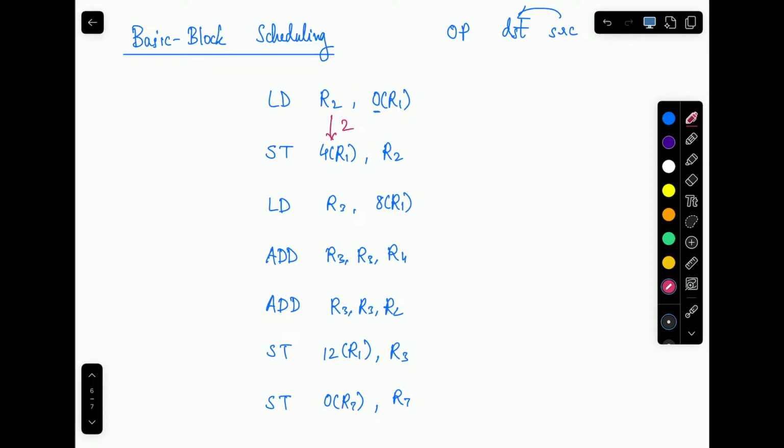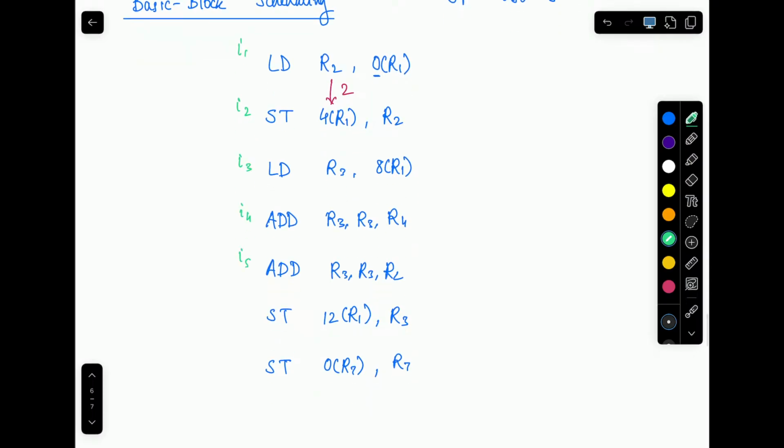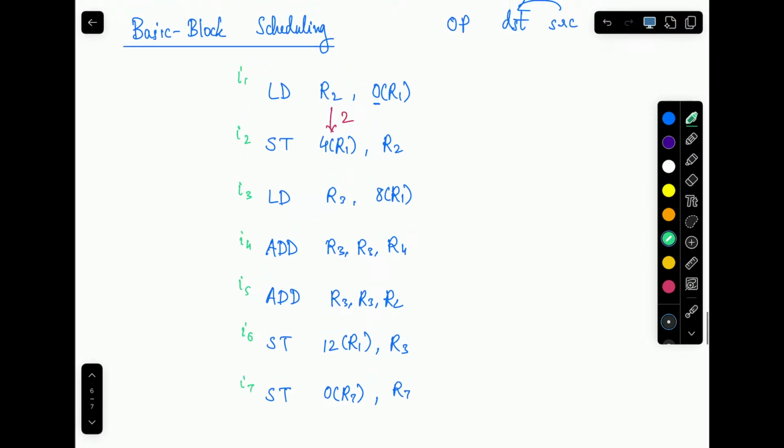Let me give some numbers here so that it's easier for you. Let's say this is I1, this is I2, this is I3, this is I4, I5, I6 and I7. So we had a data dependence from I1 to I2, and since I1 is a load instruction, it's of 2 cycles. Is there another data dependence from I1 to some other instruction?